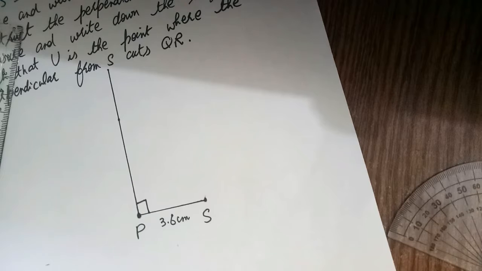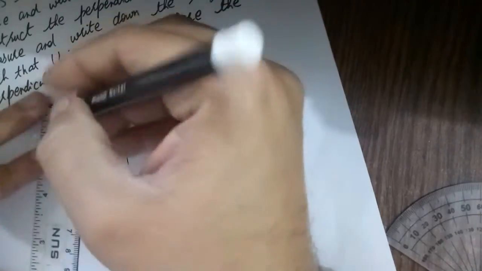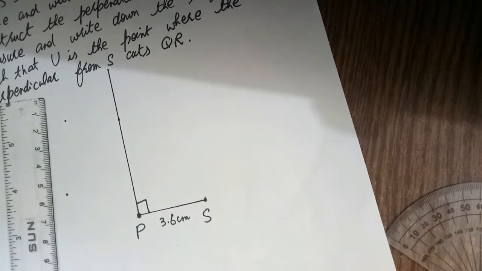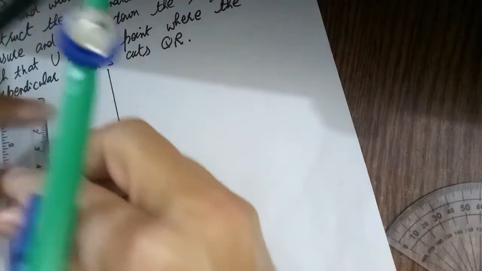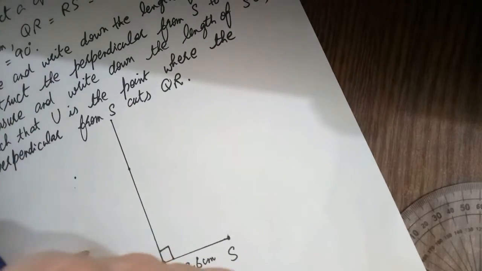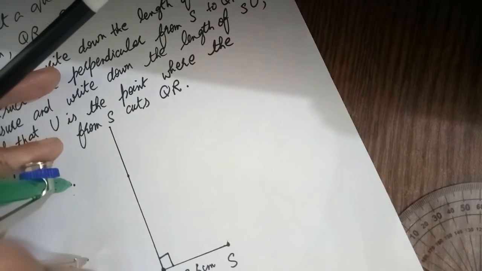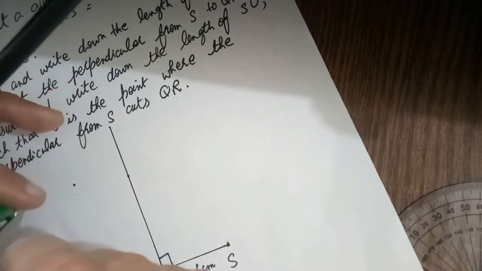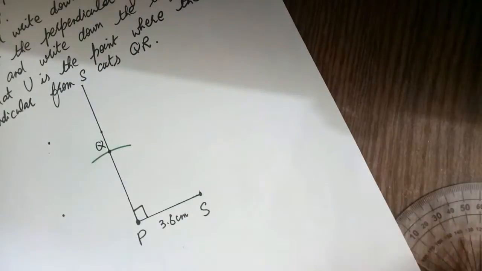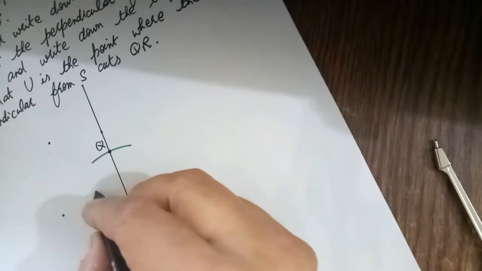PQ is 4 centimeters. So take measurements. Use the compass to draw an arc with radius 4 centimeters from P. So I'm opening the compass with radius 4 cm exact. Then place the compass at P and draw an arc which intersects this 90 degree angle at point Q. This point is Q, and it is actually 4 cm.